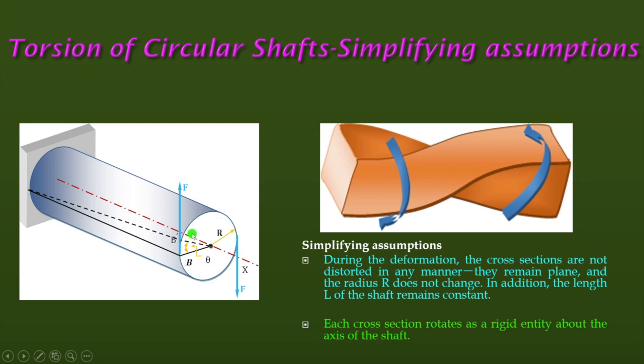It means it is not the case that initially it is circular and finally it is elliptical after deformation. It's not like that. Initially circular with a radius capital R, and after torsion also it is a circular shape, and the radius of that circular shape is capital R. Then what's the difference? It is the twisting, rotation of the circle, and hence any point on the circumference of the circle, B, shifts to B dash.